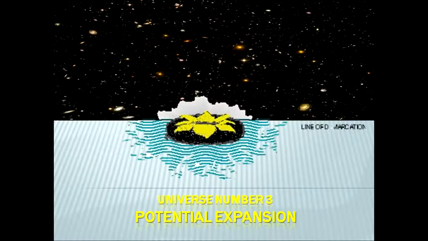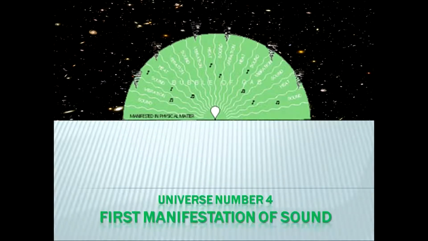A tear in the universe caused it to unfold its petals. The third universe is built on the building block called potential expansion, an unfoldment of nothing or vacuum. Universe number 4, tone of F, color of green, first manifestation of sound.